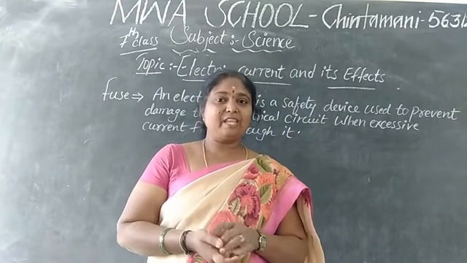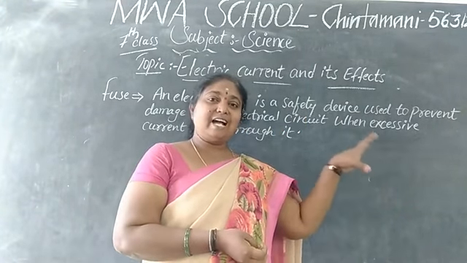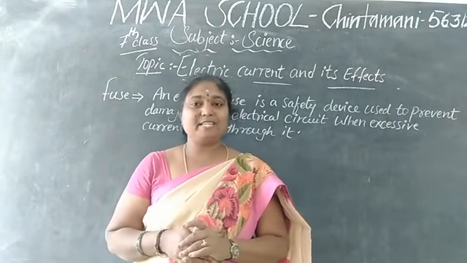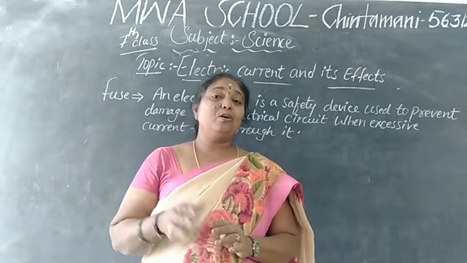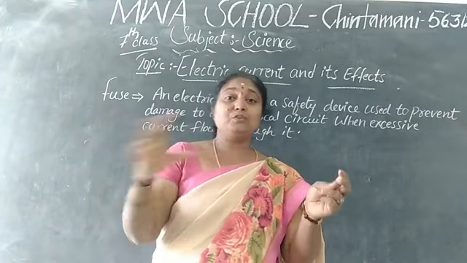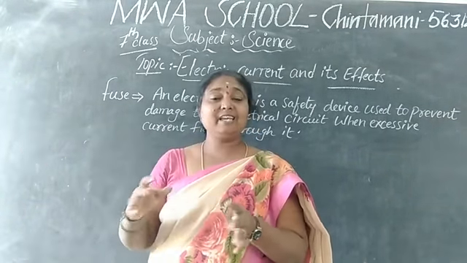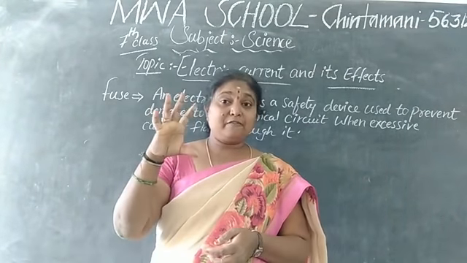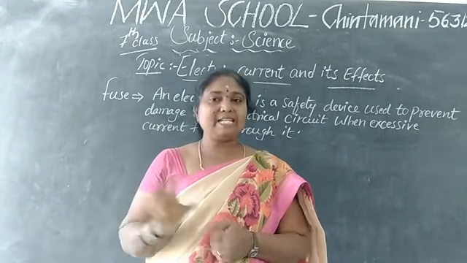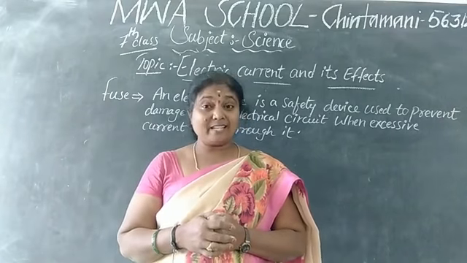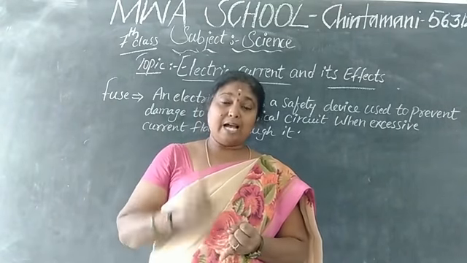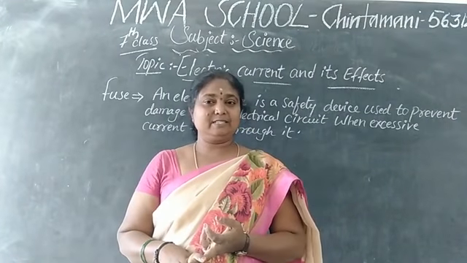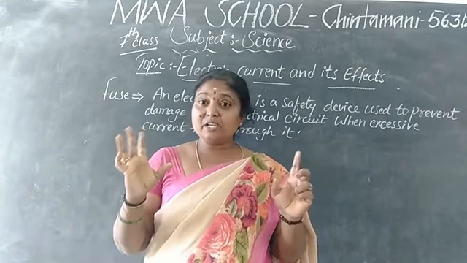Where will it be? In our houses, outside, at the main board. The fuse board will be separate. That is the main point that gives electricity to our home. If anything happens, that fuse wire will melt. That fuse wire is made up of aluminium, tin or lead, so it won't melt that easily.